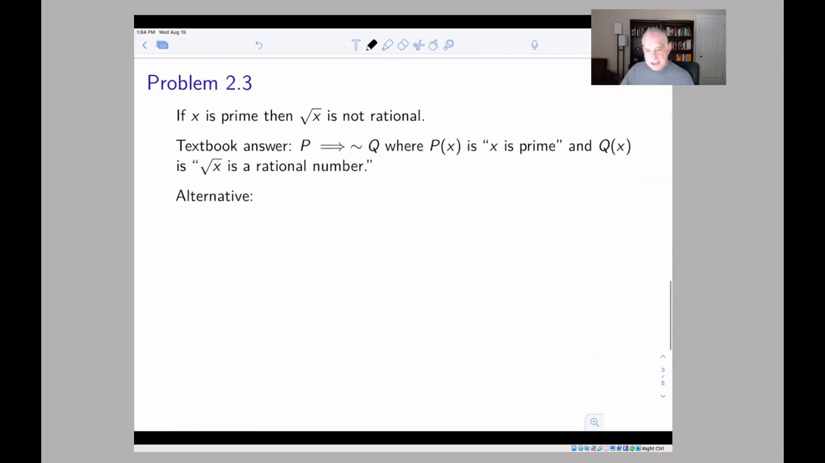And now I want to look at two problems that I've taken out of the text. They're both solved in the back of the book, but I wanted to discuss the solution a little bit. So the first statement is, if x is prime, then the square root of x is not rational. So the answer given in the back of the book is that you make the statement, you let p of x be the statement x is prime.